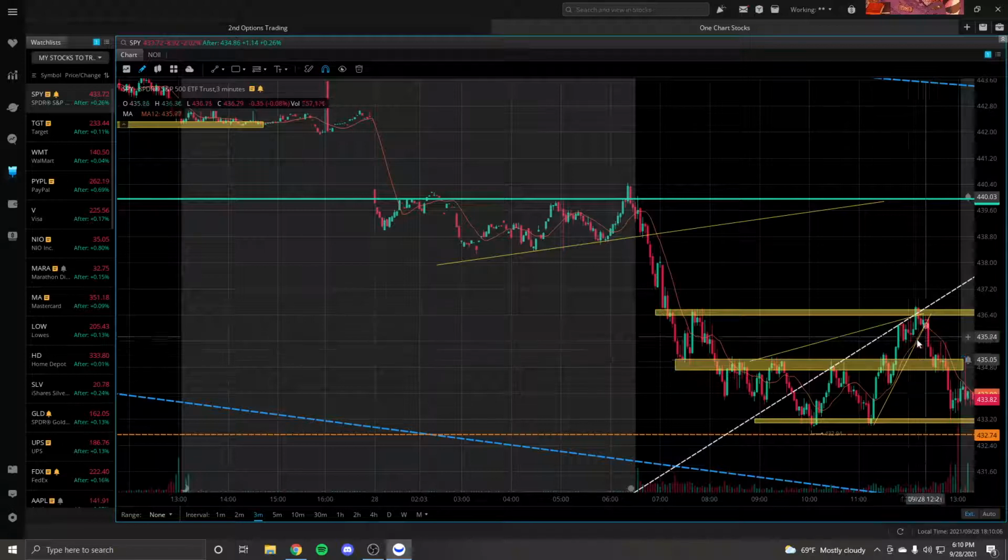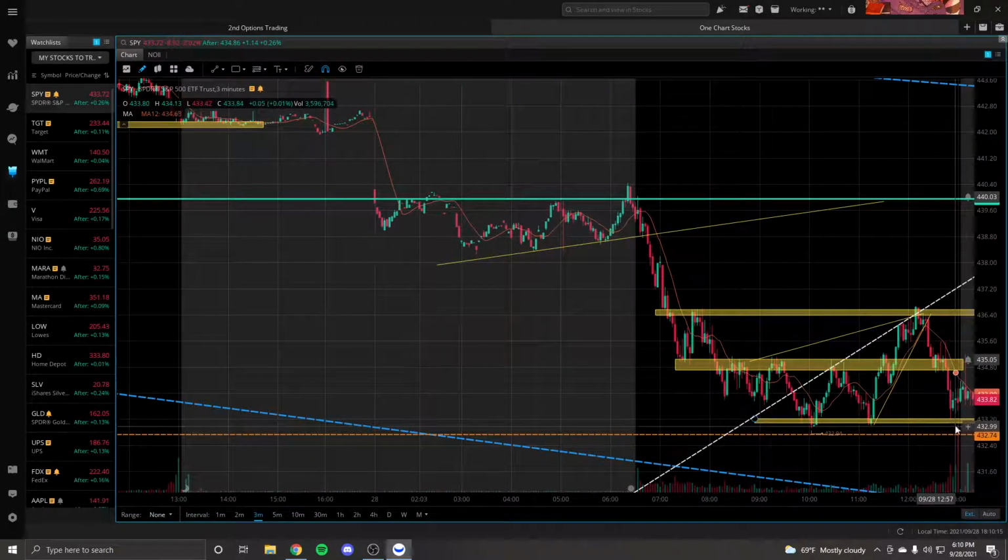Bulls and bears fighting right here because now it's acting somewhat as support. But guess what? It went through and it went to the demand zone at the bottom. So a nice trade right here.